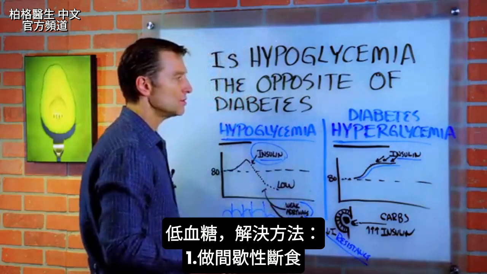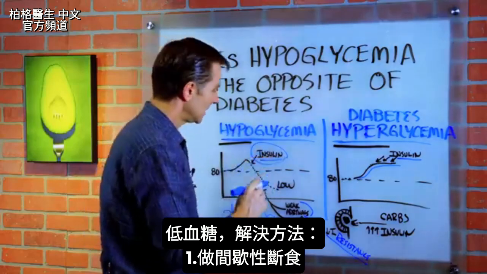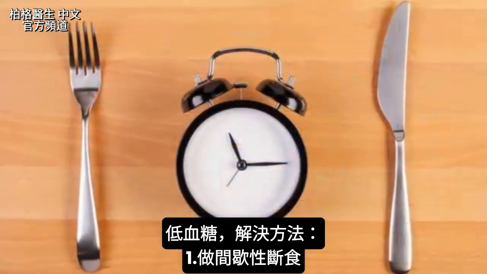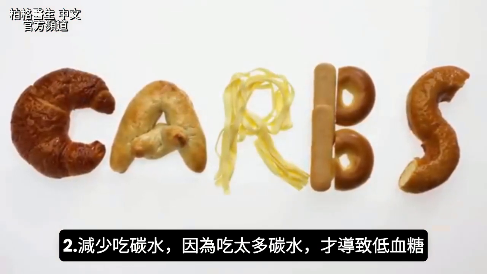So what do you do if you have hypoglycemia? You basically start doing intermittent fasting. You start reducing the carbohydrates because that is the thing that's raising this.